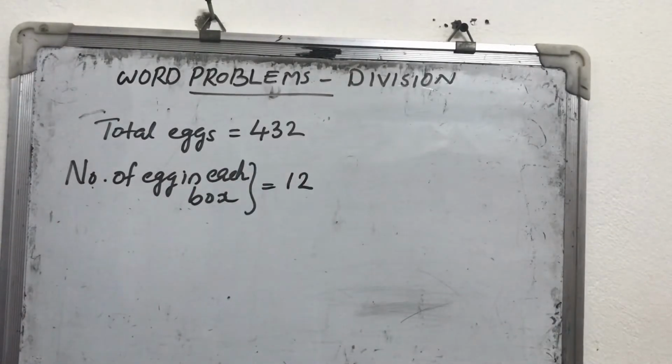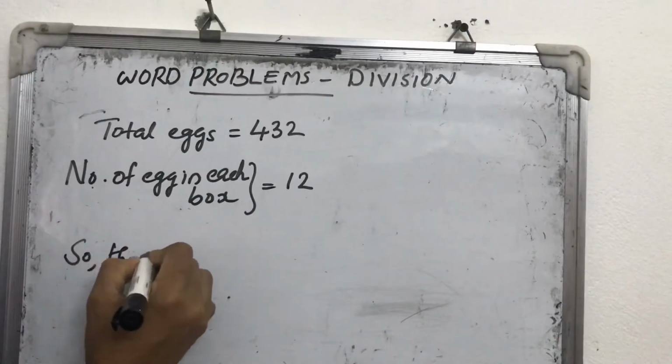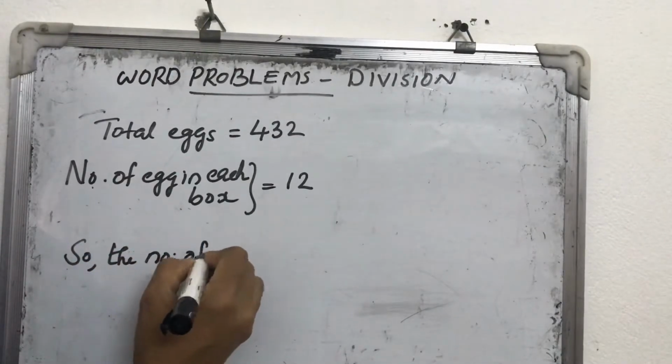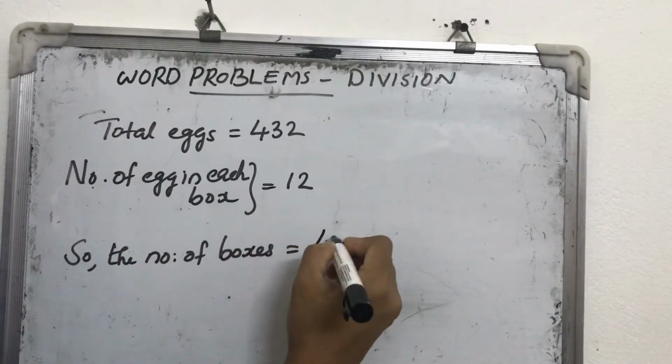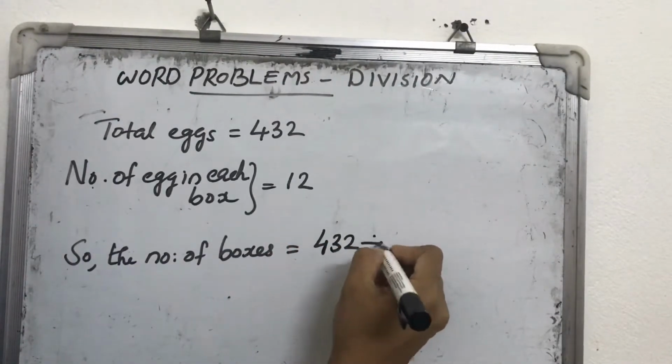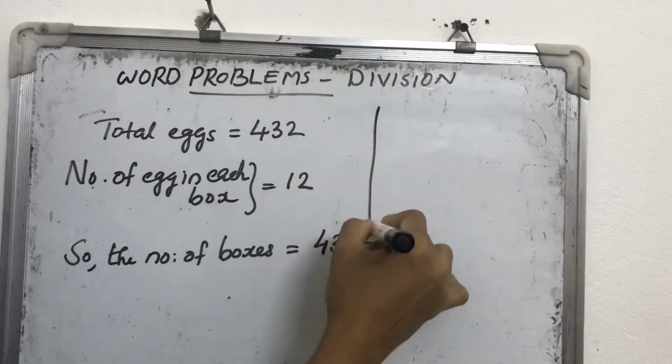So how can we find out? What is the question? How many boxes of eggs can he make? So the number of boxes is equal to, we can find the answer by dividing 432 by 12. Then we can do the division in the working column.